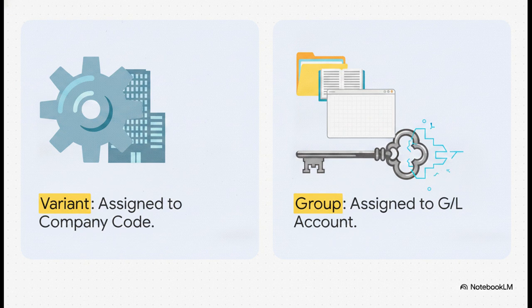The field status group, however, is assigned directly to individual general ledger accounts at the master data level. SAP takes the posting key and combines it with this field status group to determine the exact field behavior a user experiences when they're making an entry.